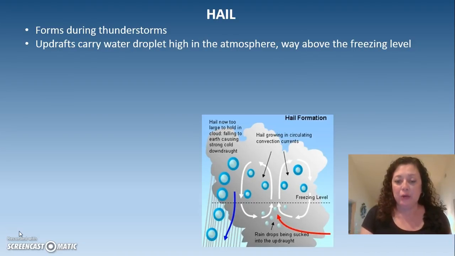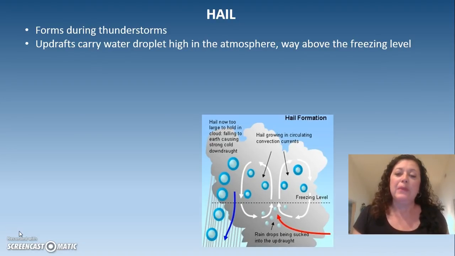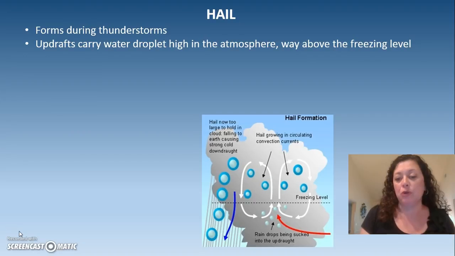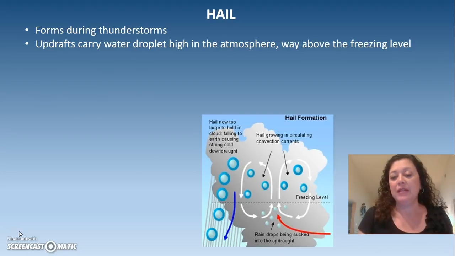So if you look at the diagram, notice the dotted line. There's the freezing level. So the rain wants to come down, but because of the updrafts, because of the wind, it carries that back up into the clouds, high in the clouds where it's super cold, and then they freeze. It becomes little pellets of ice. Well, as that ice wants to fall because of gravity, the updrafts are so strong it carries that ice back up into the clouds over and over again.